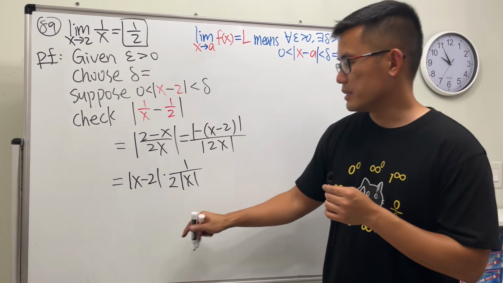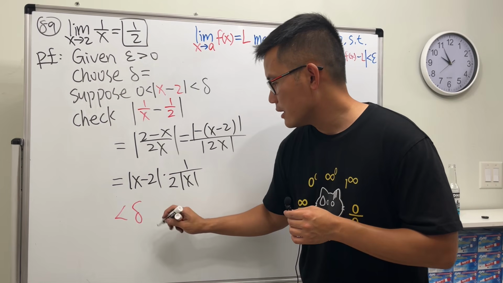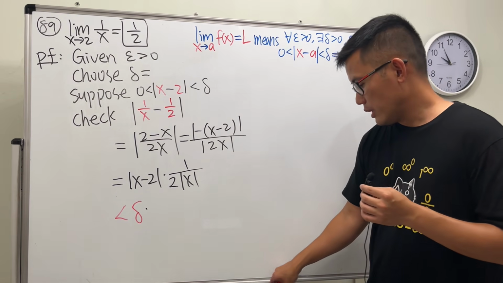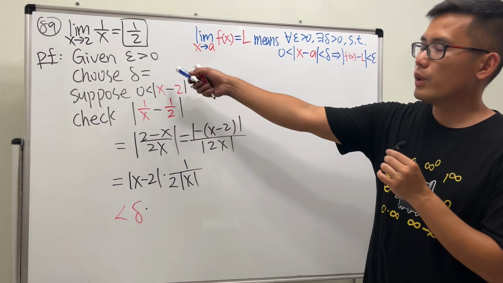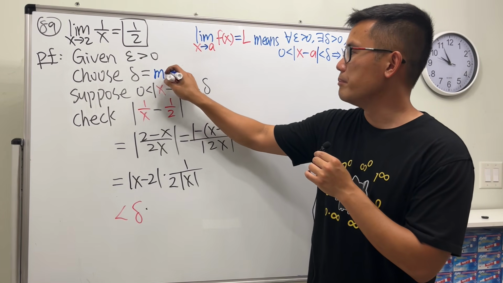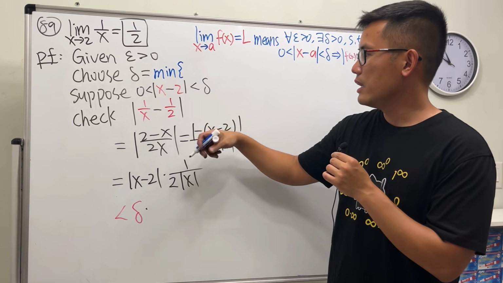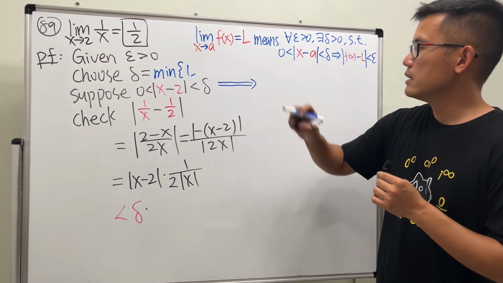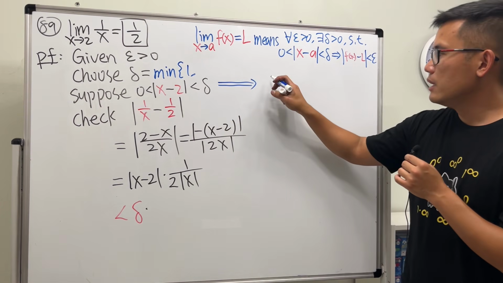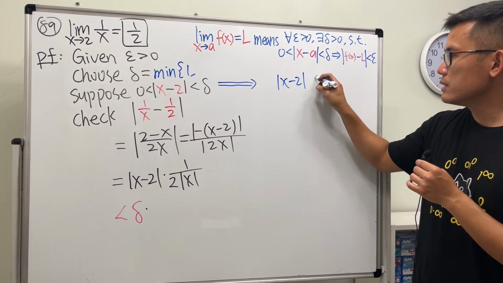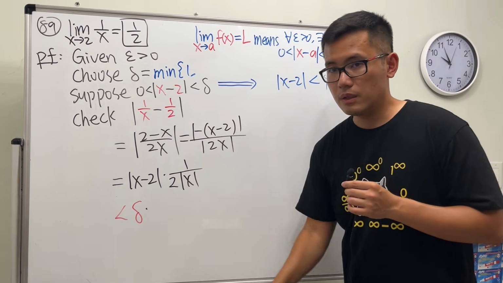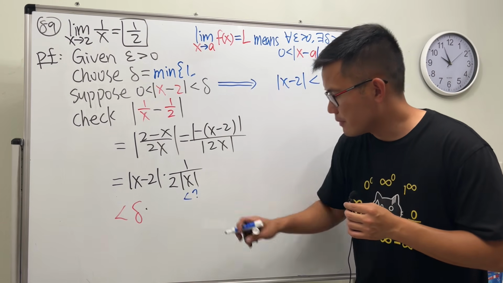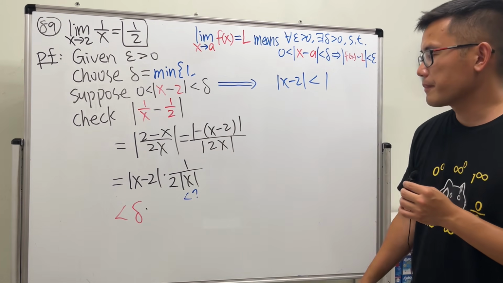This right here, we know is less than delta. Excellent. But we don't know what this is. 1 over 2 absolute value of x. So you know the deal. We're going to come here and say delta is equal to the minimum and then we say 1. That way, we can utilize this inequality, just this part. Absolute value of x minus 2 is less than 1. And we want to get this expression, huh? So hopefully you can find this right here to be less than something. That's the goal. We want this to be less than something.